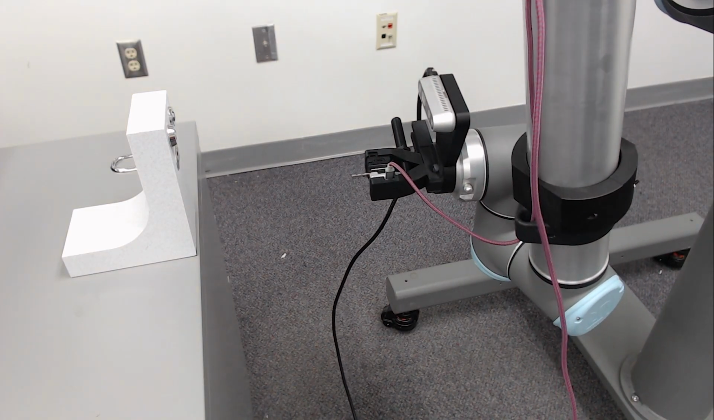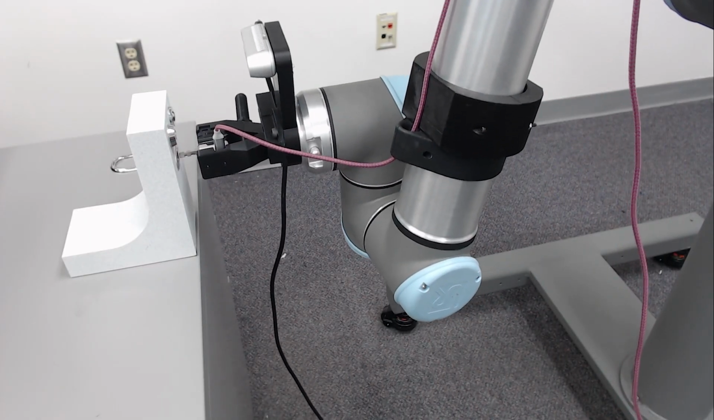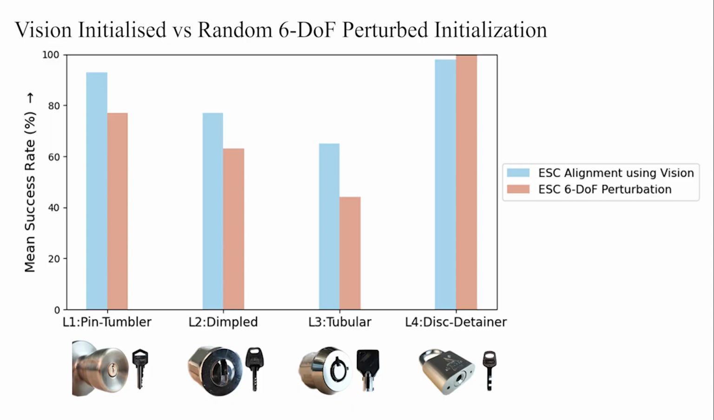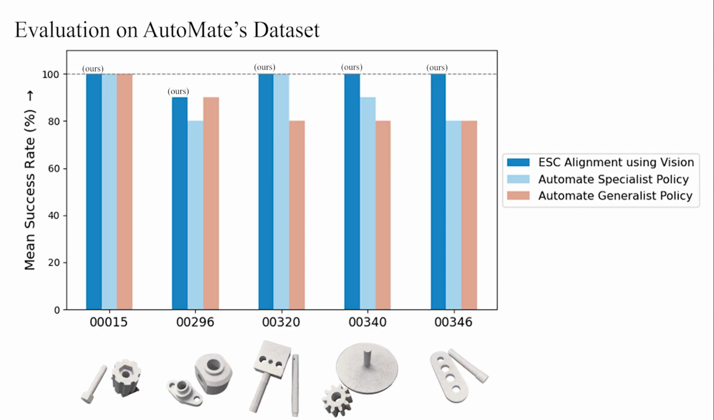When using vision to place the key at the lock opening, we achieve a slightly higher average success rate than when assuming random 6-DOF perturbations at the keyhole. In an evaluation on Automate, a state-of-the-art robot assembly benchmark, our method achieves a zero-shot 98% success rate, outperforming all versions of the baseline which were trained on the assemblies.